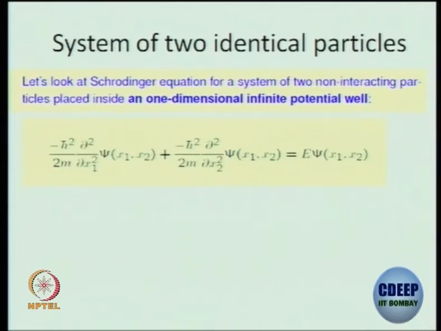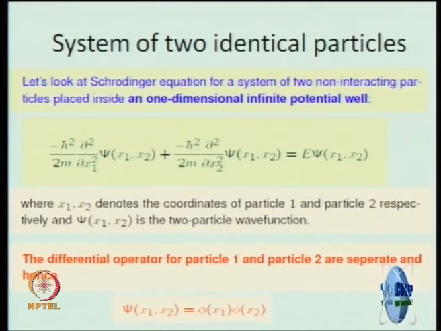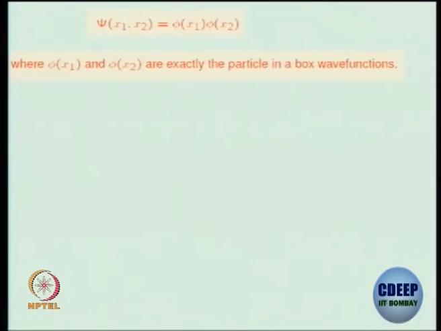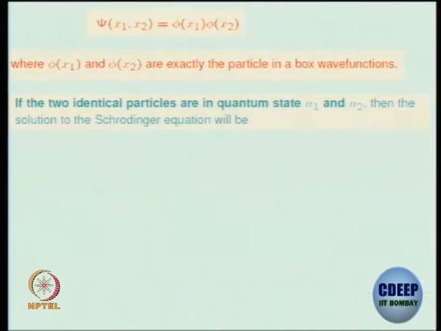So what is the solution? You can write the solution to this equation as a product of solutions for each electron if they are non-interacting. Why is it non-interacting? I have not put a V which couples x1 and x2. That's why it's non-interacting. So for such non-interacting electrons, a particle in a box will have only one quantum number, which is n1 for particle 1 and n2 for particle 2. And they are identical.